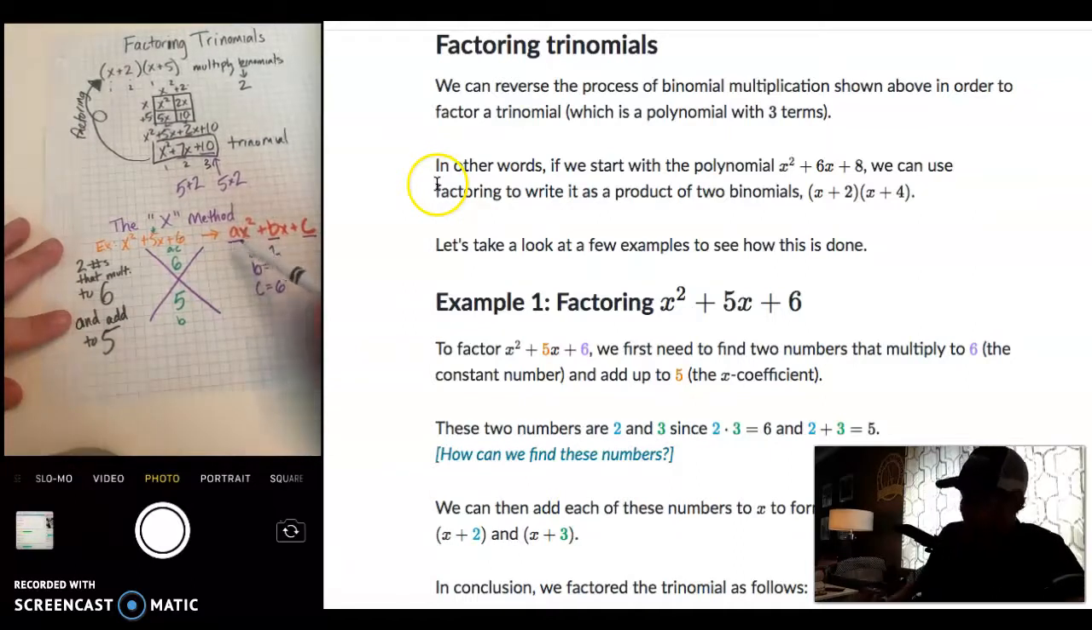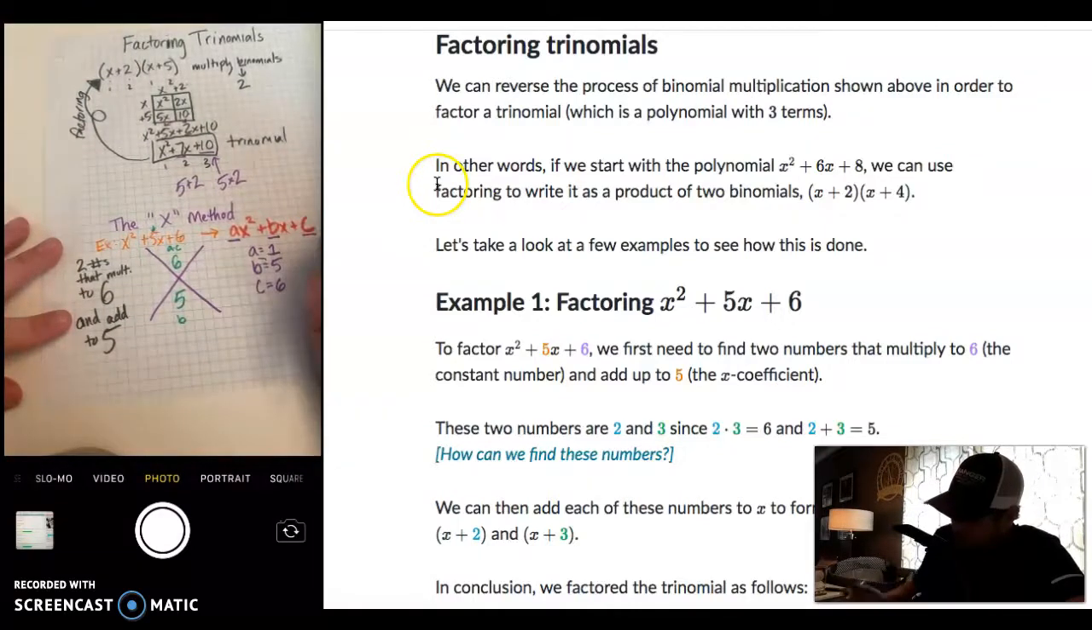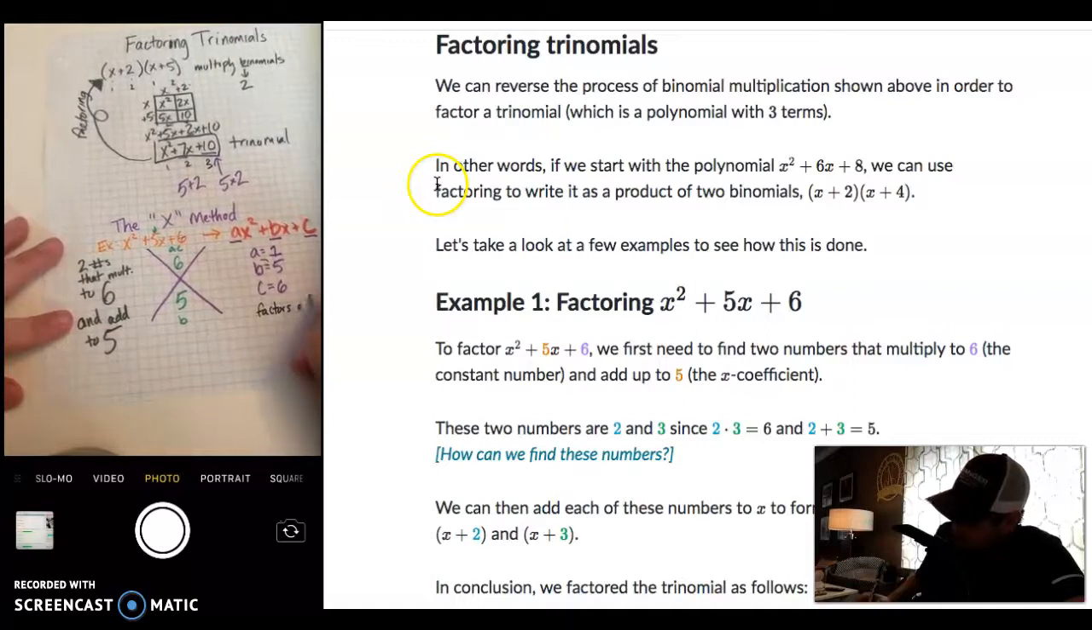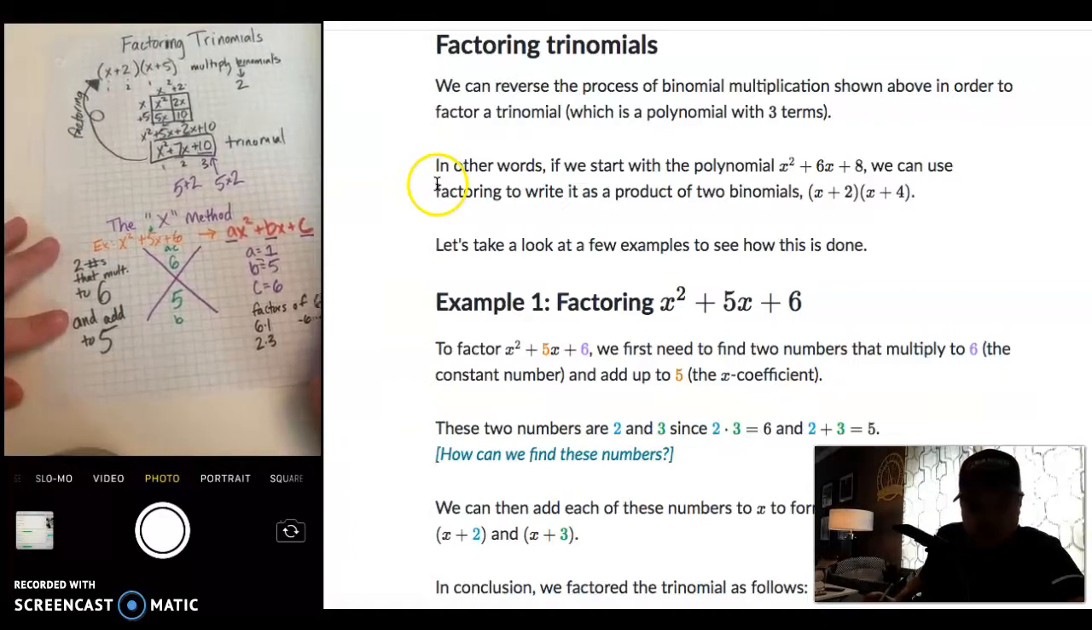All right, so like we've already talked about for this example, numbers that can multiply to 6, if we want to list out some factors of 6, are like 6 and 1, 2 and 3. Okay, of course you could have negative 6 times negative 1, because negative 6 and negative 1 would also give you a 6.